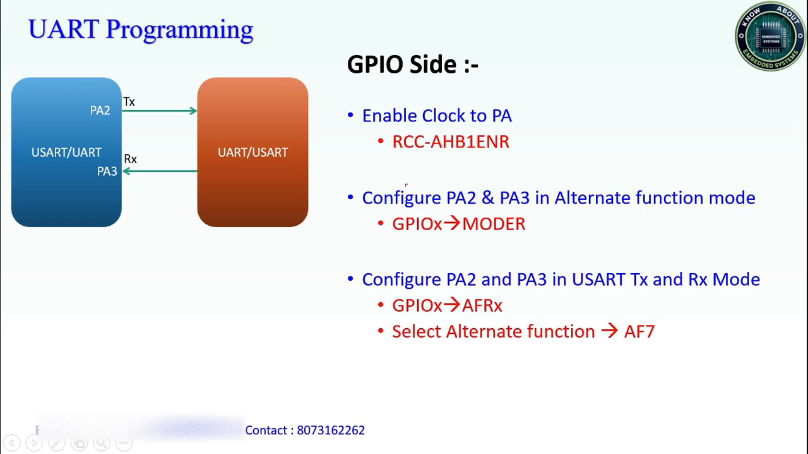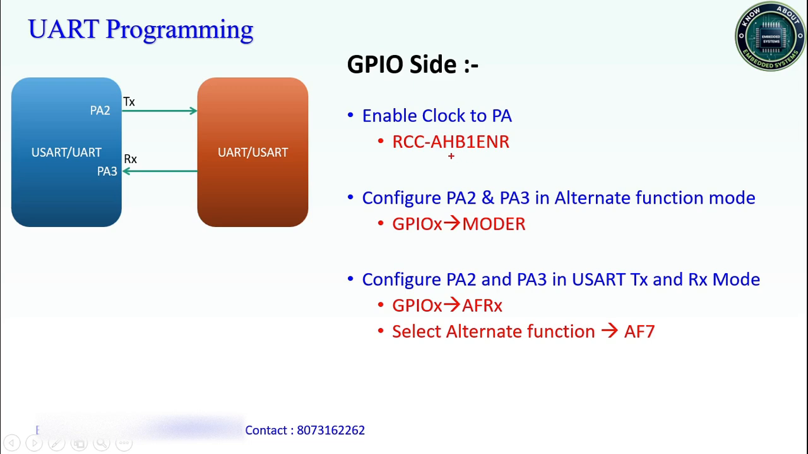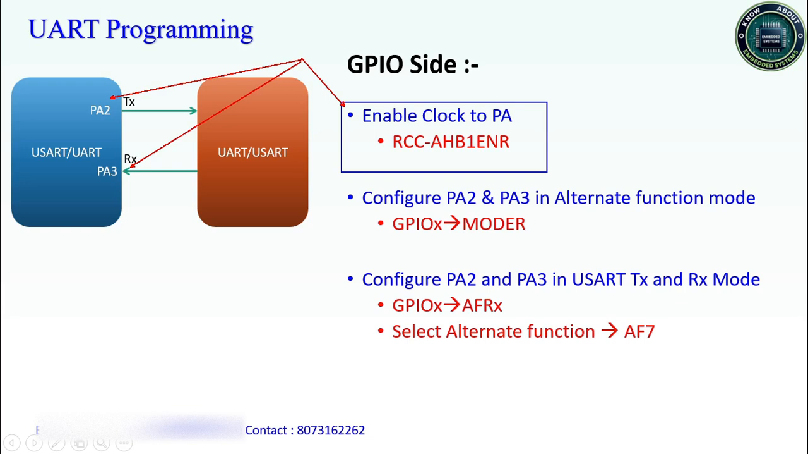The first part is GPIO configuration. Before entering into the UART, we have to configure some basic fundamental configurations in GPIO as well. The first thing, whatever you are seeing on the screen, we have to enable the clock to the port A. Why we have to enable the clock to the port A? Because I'm going to use port pins PA2 and PA3. Since I'm using PA2 and PA3, we have to enable the clock to the port A. That is the first and foremost thing you should do in the GPIO section.